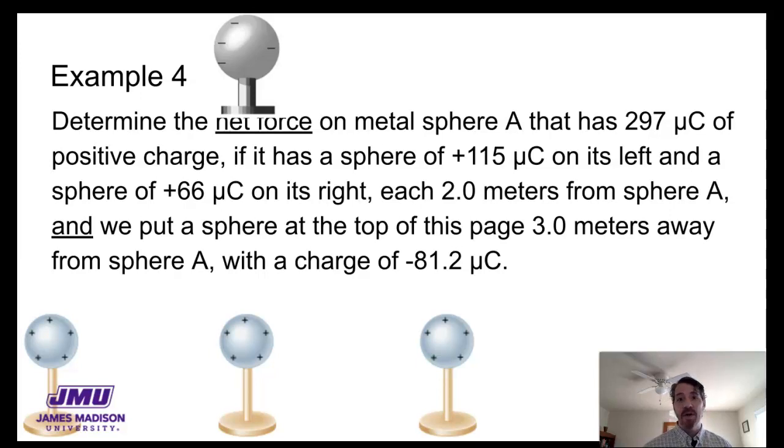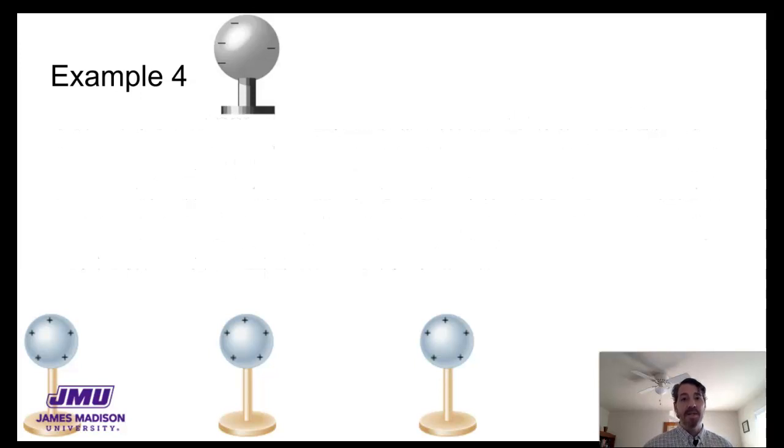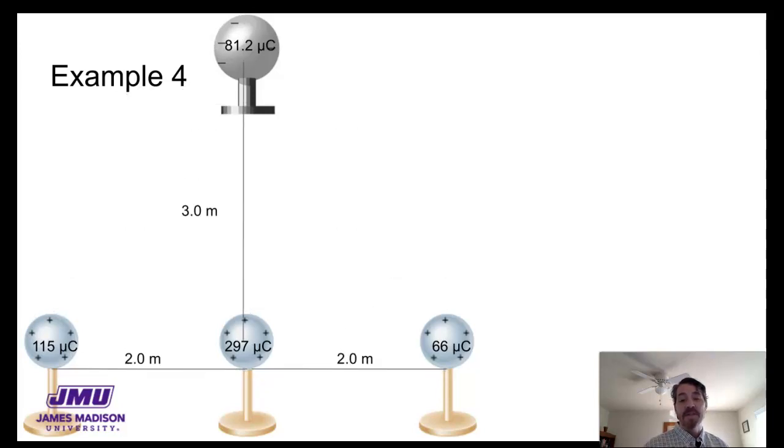I'm going to take the words off the screen here so that we can have some room to work, but I'll label all of the givens that we had just read so we can see this. We have the negative 81.2 microcoulombs at the top of the screen, sphere A in the middle at the bottom with a 297 microcoulombs positive charge, and then the ones on either side of it, positive 115 microcoulombs and positive 66 microcoulombs. And the distances that we were given in the problem, 2 meters to either side of sphere A and 3 meters up to the top sphere. And so in this question, it's asking you to find the net force on sphere A.